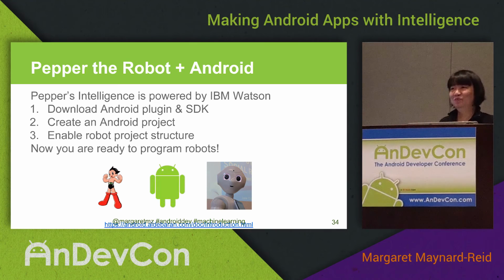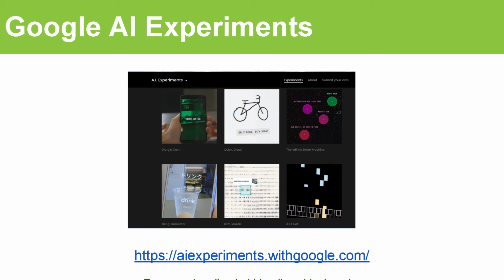All right, so that's Pepper the Robot. Isn't that exciting? Android and robots. I get to work with Pepper for a couple of weeks, which is really fun. All right, last thing is the Google AI experiment.